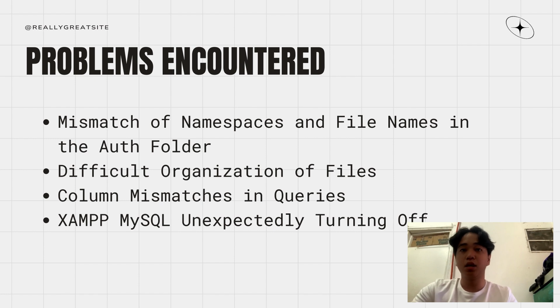Secondly is the difficult organization of files within the project, which is not optimal, making the code base difficult to navigate and understand. Next is the column mismatch in queries. The issue is the column names in the queries, especially in the user-related functions, did not match the actual column names in the database. For example, the query used session tokens or session-tokens, but the correct database column was session token. So this led to errors in executing and inconsistent behavior.